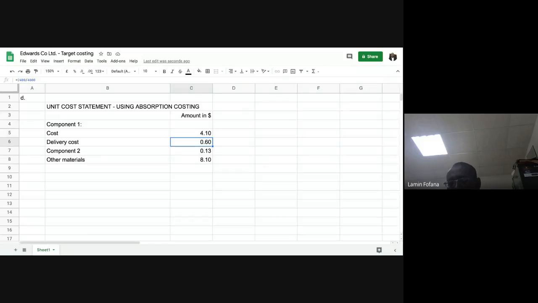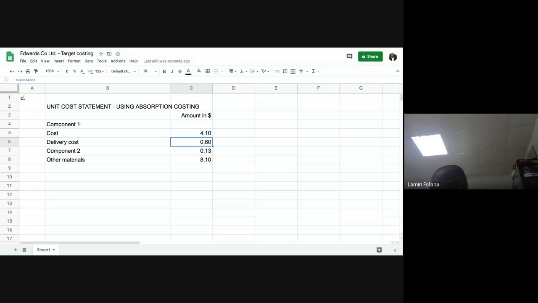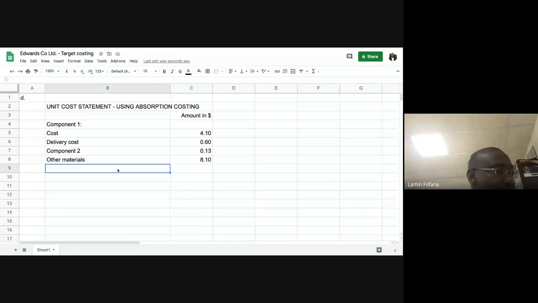Shall we move? Yes, we are going to the assembly level. So we got other materials. Now, next is our assembly labour.